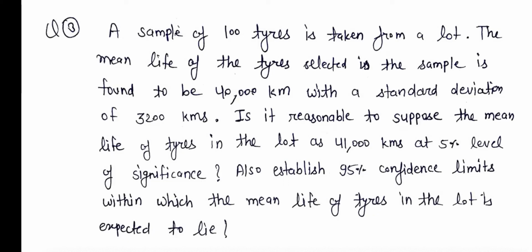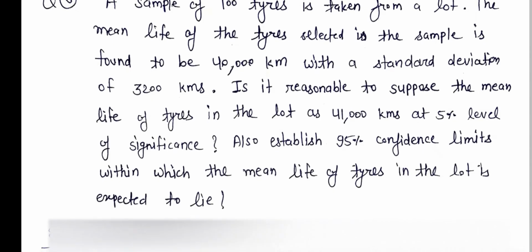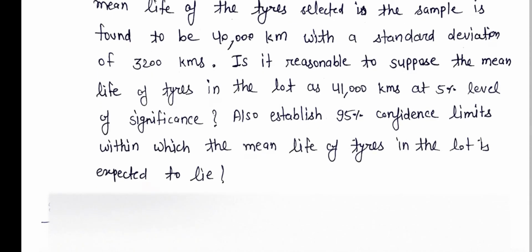A sample of 100 tires is taken from a lot. The mean life of tires selected in the sample is found to be 40,000 kilometers with a standard deviation of 3,200 kilometers. Is it reasonable to suppose the mean life of tires in the lot is 41,000 kilometers at the 5% level of significance? Also establish 95% confidence limits within which the mean life of tires in the lot is expected to lie.